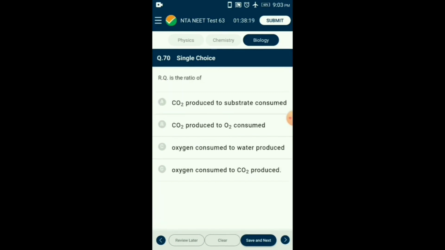Respiratory quotient, the ratio of volume of carbon dioxide released to volume of oxygen absorbed in the respiratory process, is termed as respiratory ratio or respiratory quotient. The value of respiratory quotient varies from one respiratory substrate to another. For example, carbohydrate is 1, lipids and proteins are less than 1, that of organic acid is greater than 1. So the answer for this question is option B. During respiratory quotient, carbon dioxide is produced and oxygen is consumed.